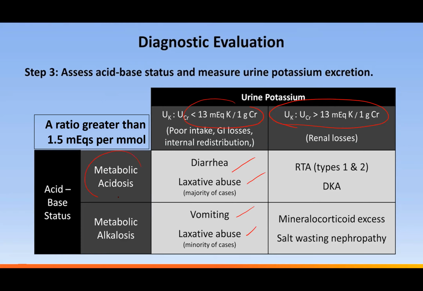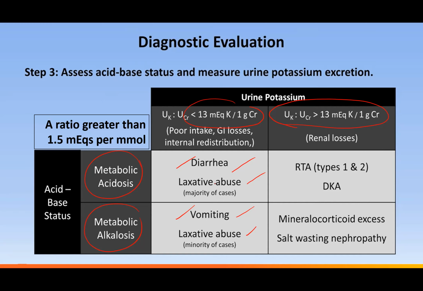Look at the metabolic status, acid status. Acidosis, diarrhea. Alkalosis, vomiting. Okay, metabolic acidosis, urine potassium creatinine ratio less than 13, wasting is outside the kidney, diarrhea is the answer if there is metabolic acidosis. If there is alkalosis, vomiting is the answer. Laxative abuse, mostly it is acidosis, rarely it is alkalosis.